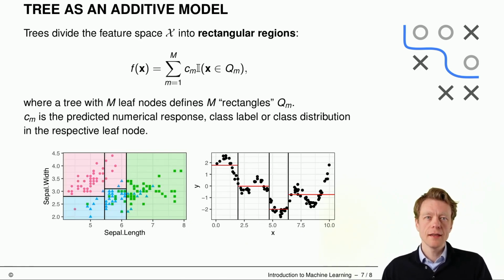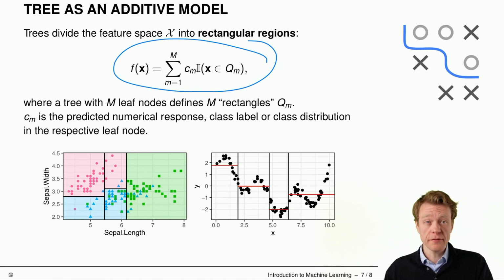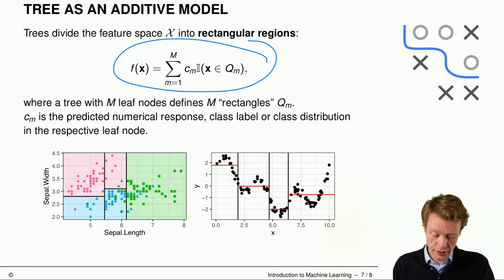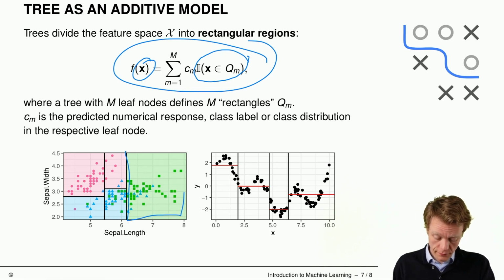Trees are basically an additive model. So let's look at the first formula, I guess, in the CART chapter. The hypothesis space consists of these functions here. So it's the sum of the constant prediction c_m times an indicator function. And this indicator function tells us if the data point x we're trying to predict is in some set Q_m, and Q_m is always a rectangle in trees. As you've seen before, this is a rectangle, this is a rectangle, this is a rectangle, and so on.